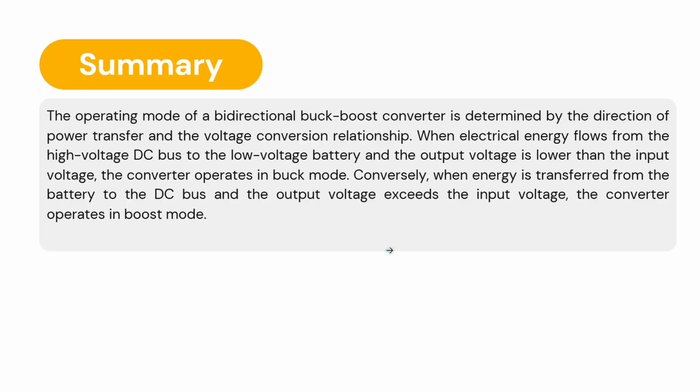So as a summary, the operating mode of the bidirectional buck converter is determined by the direction of the power transfer and the voltage conversion relationship. When electrical energy flows from the high voltage side to the low voltage battery, the converter operates in buck mode. Conversely, when the energy is transferred from the battery to the V load, the output voltage sees the input voltage, and the converter operates in boost mode. The operating mode may also be identified by the PWM switch and the switching node waveform, since the switches are actively modulated in buck and boost operation.